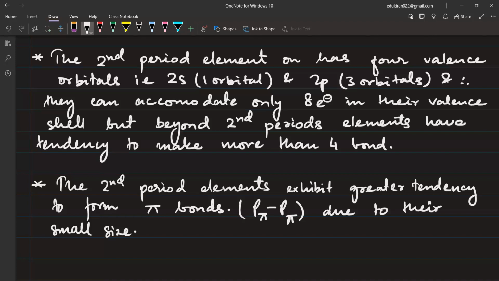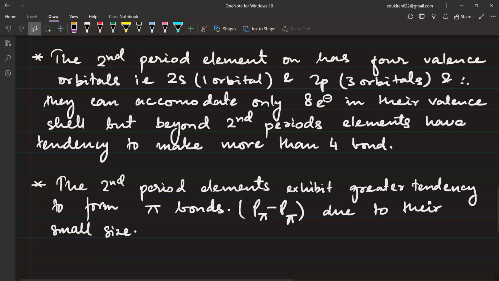But the subsequent atoms from the third period and onward, they can form more than 4 bonds and accommodate more than 8 electrons in their valence shell. Also, the second period elements exhibit greater tendency to form p pi bonds. That means they can form pi bonds, but the elements of the third period cannot form p pi bonds so effectively. Okay, these are the differences, and what are the reasons?